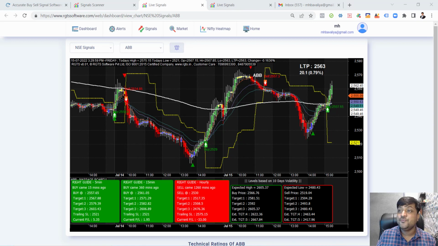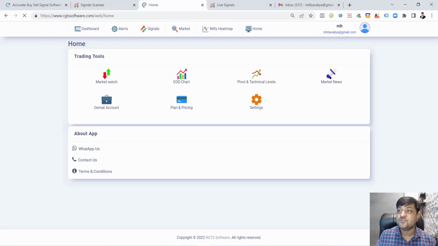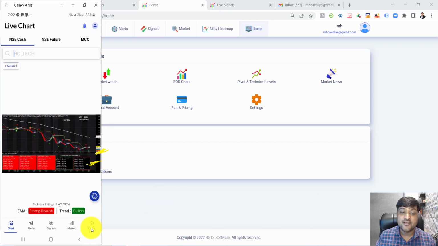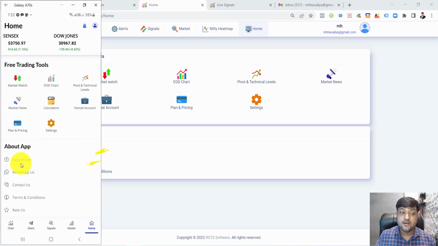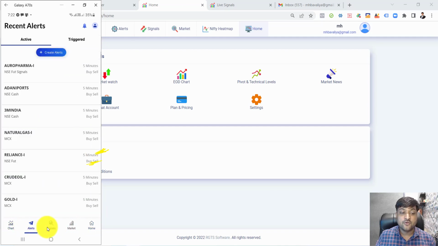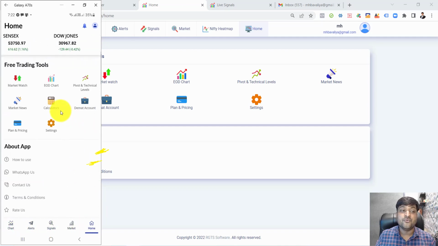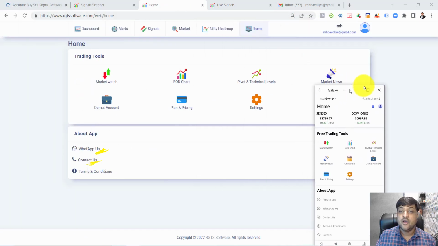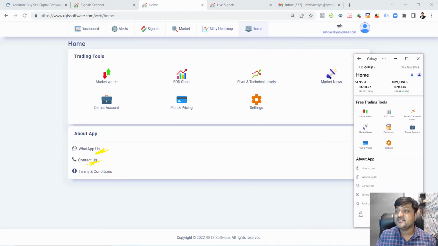If you have any issue, if you do not understand the video, okay, there is a contact us option. Contact us on WhatsApp as well as via mobile phone. Okay, a similar option is available in your Android application. Okay, there is WhatsApp or contact us. Okay, and also the similar chart runs on your mobile phone. There is no difference between the website and mobile. So it is up to us which version we want to use.